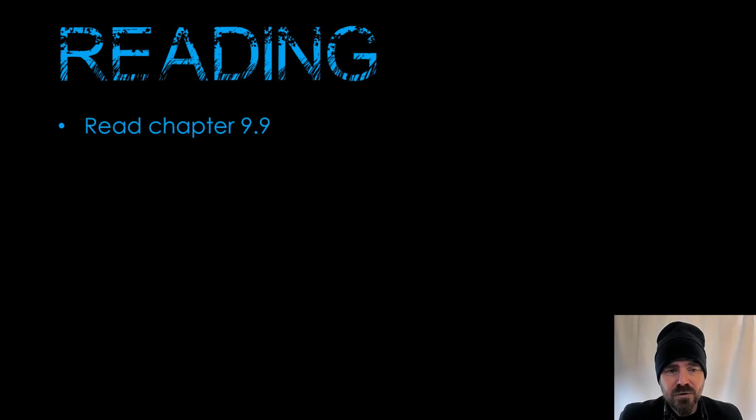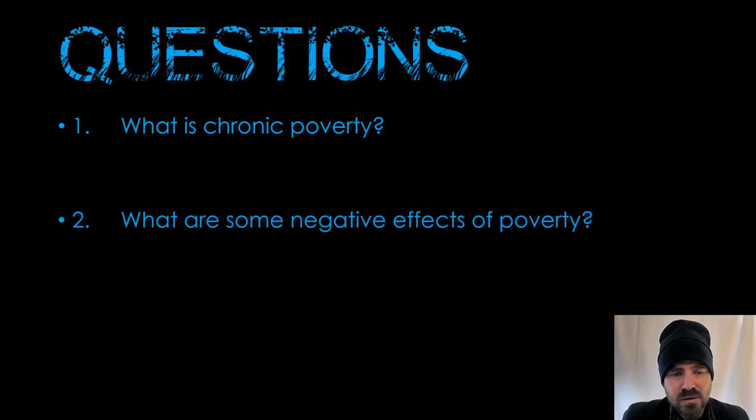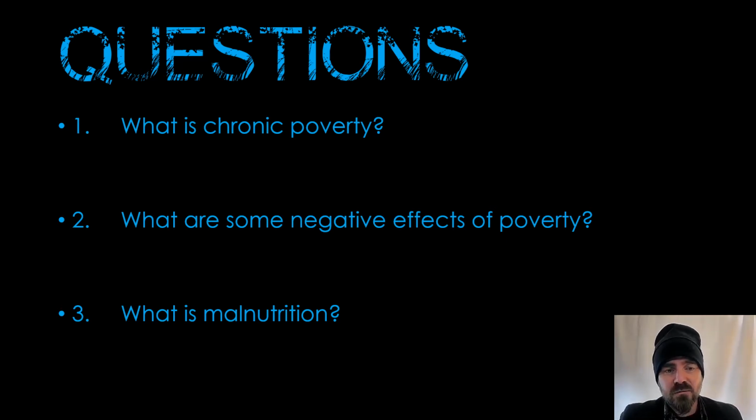Okay, there's some reading for you to do. I want you to read chapter 9.9 from the Jacaranda Geography Alive 10 textbook. I want you to answer these short, simple questions. What is chronic poverty? What are some negative effects of poverty? And what is malnutrition? Include the questions in your answer so when you look back you know that it makes sense. Right, 1. Chronic poverty is. 2. Negative effects of poverty include.